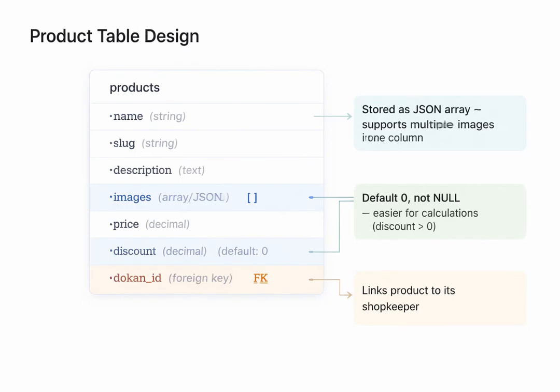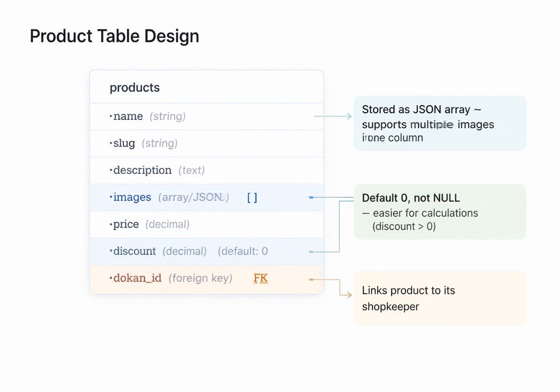Now let's look at the product table. A product has a name, a slug for URL-friendly identification, and a description, which will be a long text field. Then comes something new, the images column. Instead of storing just one image, this system stores multiple images in a single column as a JSON array. This is a great learning opportunity. A single database column can hold a collection of values if we store it as a JSON array. The bracket symbol in the diagram represents this array format.